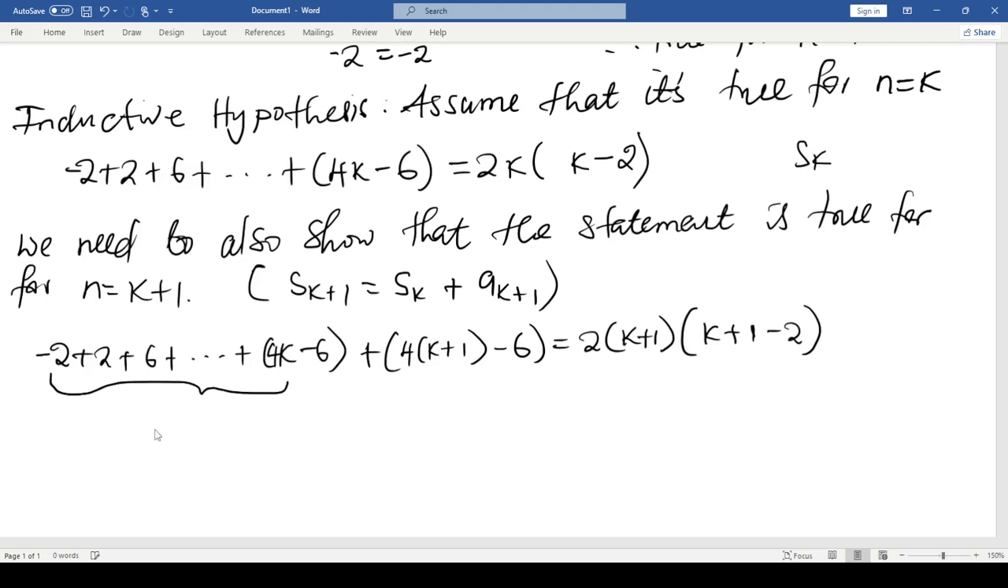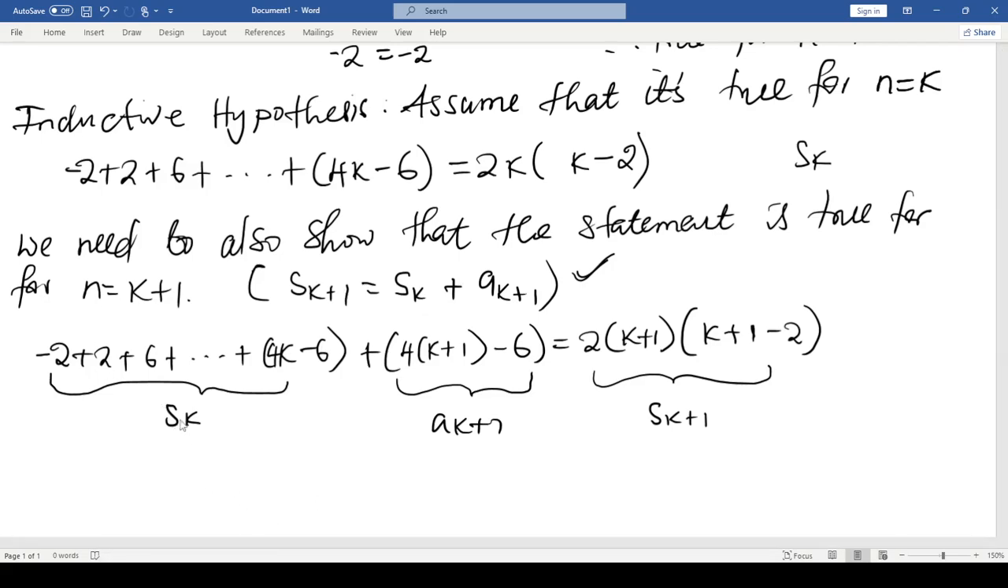Okay, so now you notice one thing here, starting from the first term all the way up to the k term, this gives us our s_k there. Then this new term that we've added here, this is our a_{k+1} term. Then this term that we have on the right hand side, this is our s_{k+1}. So what we're simply just going to show is that s_{k+1} is equal to s_k plus a_{k+1}. Okay, so let's go ahead and do that.